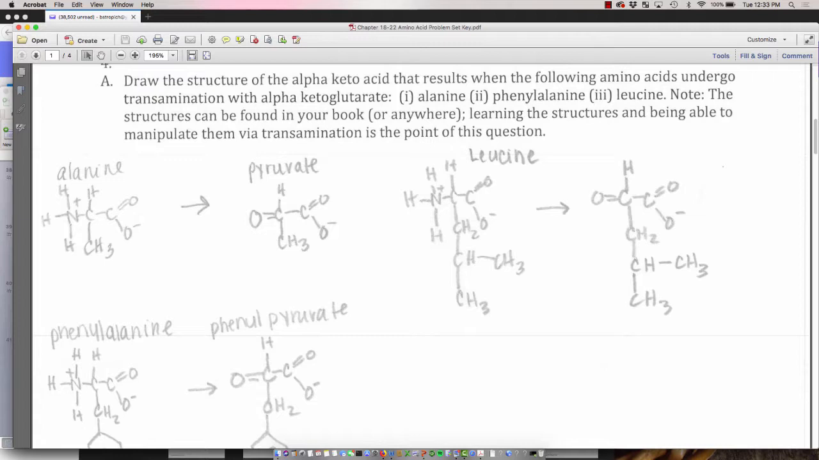So your product should really be the alpha carbon attached to C double bond O attached to the carboxyl, and then your side chain. You should not have that alpha proton there, and the amino group should be removed. And that's the same for alanine, leucine, as well as phenylalanine. So it's a good review of the quiz that we have at the end of the hour on amino acid metabolism.